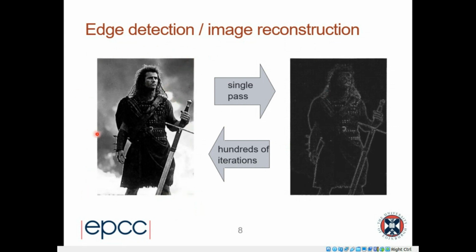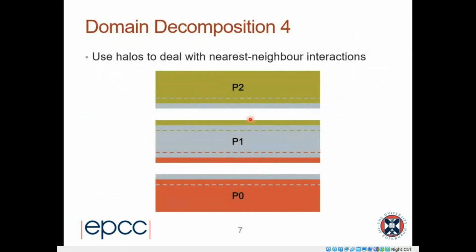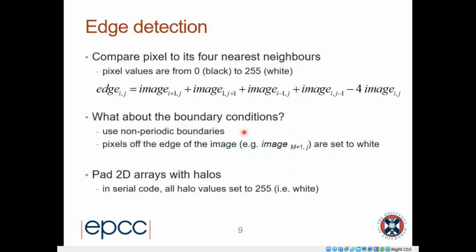And so we do that. So even in the serial code, we have halos. In the serial code, all halo values are set to 255, i.e. white. In the parallel code, some of the halo values will be updated from the nearby processes, but we have halos in them.